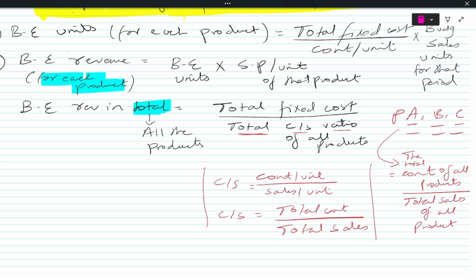So total sales of all products means that you're going to add the sales of A, B, and C, product A, B, and C, and you're going to divide it by the total contribution of all the products. That's how you're going to get your total CS ratio of all the products. Is that clear? Okay.